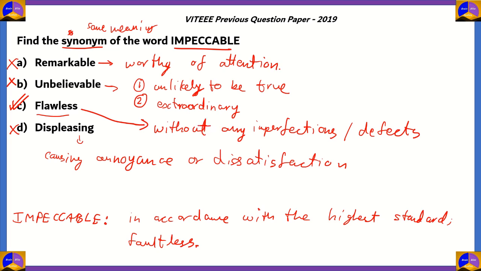Without any imperfections or defects is the definition of flawless. So there are no flaws in that particular thing you're describing as flawless. So again, if you do not have imperfections, then you are in accordance with the highest standards. So this is the closest in meaning to the word impeccable. So option C, flawless, is the correct option.